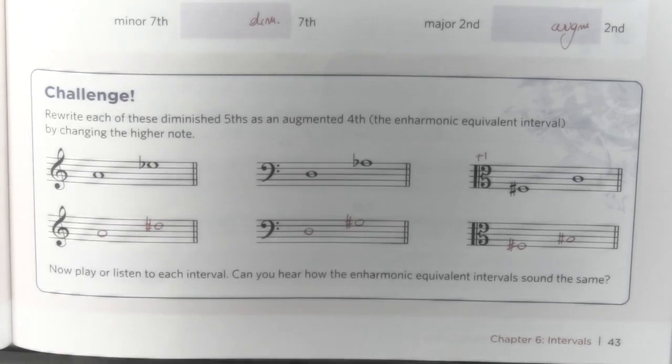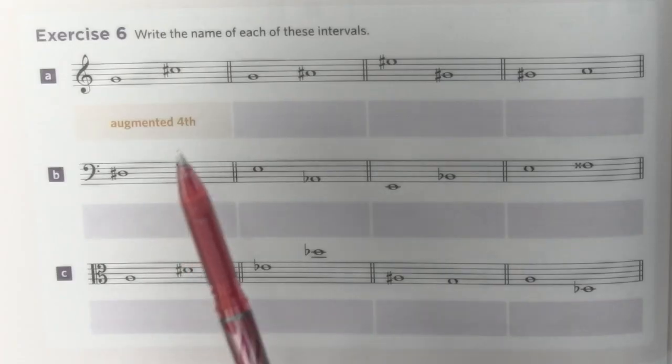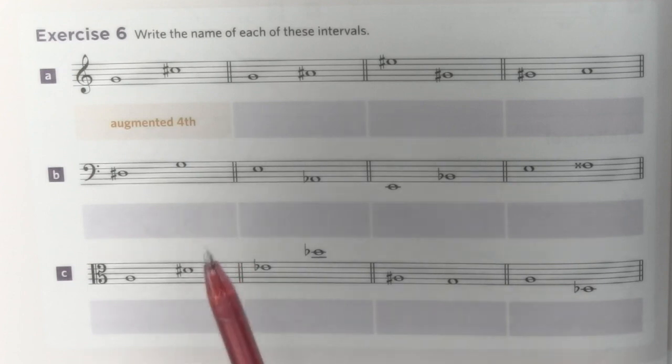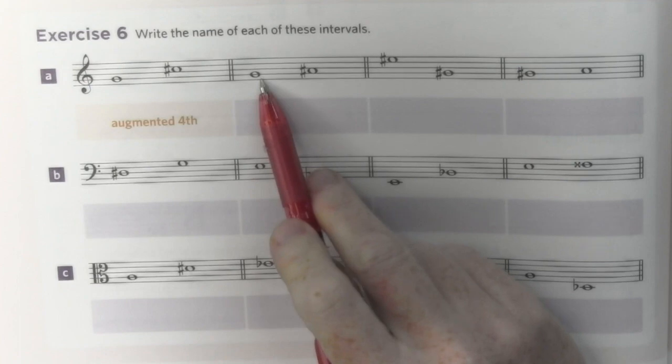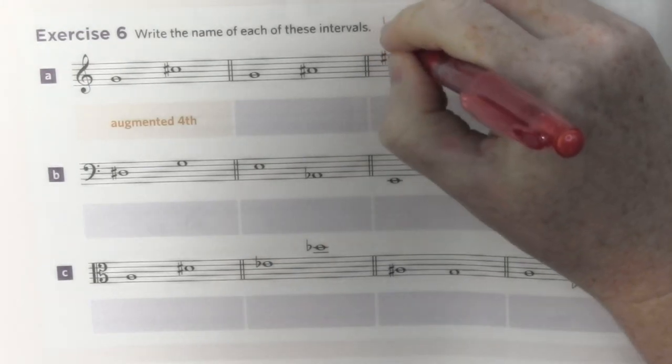Okay, let's turn the page together. In this exercise 6, we need to write the names of the intervals as we did before, but it now includes augmented and diminished intervals. First of all, the number. First of all, the keyboard.